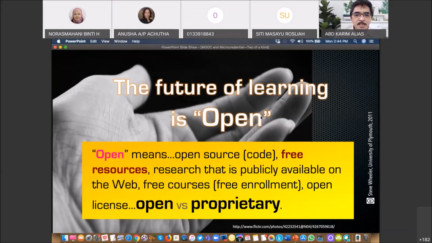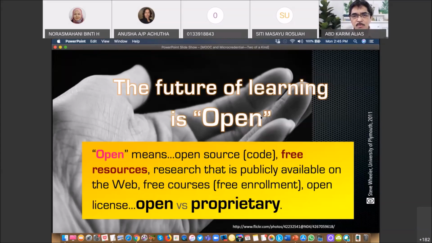Free resources. Open also means free resources. So that's where the term open educational resources, OER, comes from, because now the spirit is sharing is caring. To realize that spirit, we want to share our educational resources far and wide to as many people as possible around the world through various platforms. In research also, we now have open access publication. All this collectively constitutes the meaning of open in the real sense.